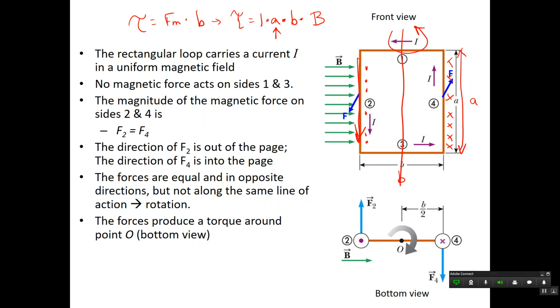This is my width, or not my width, my length, sorry. Okay, A is my length and B is my width. What's length times width? Area, exactly. So the total equation becomes that my torque is equal to I times A times B, where A is the area of the loop.